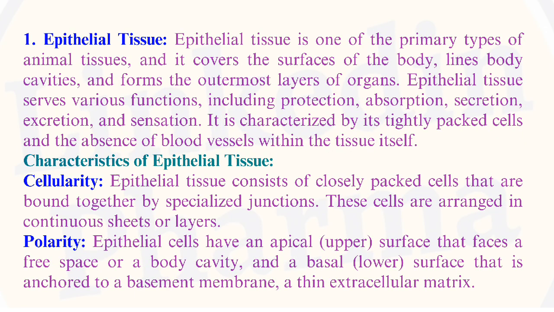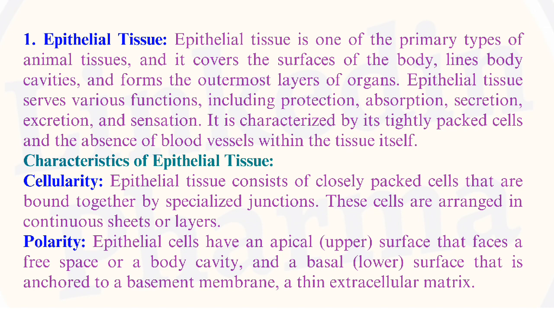1. Epithelial tissue. Epithelial tissue is one of the primary types of animal tissues, and it covers the surfaces of the body, lines body cavities, and forms the outermost layers of organs. Epithelial tissue serves various functions, including protection, absorption, secretion, excretion, and sensation. It is characterized by its tightly packed cells and the absence of blood vessels within the tissue itself.